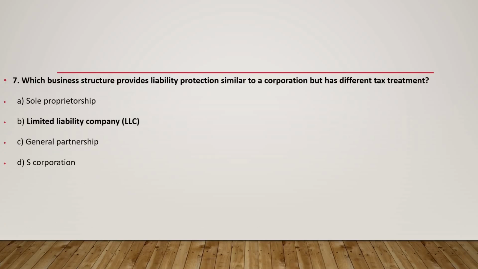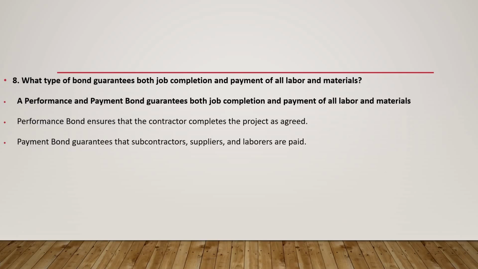7. Which business structure provides liability protection similar to a corporation but has different tax treatment? B. Limited Liability Company, LLC. 8. What type of bond guarantees both job completion and payment of all labor and materials? A. A performance and payment bond guarantees both job completion and payment of all labor and materials.